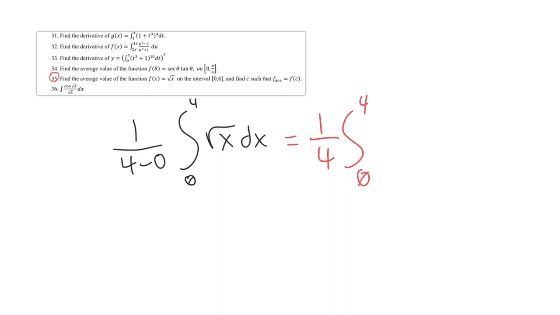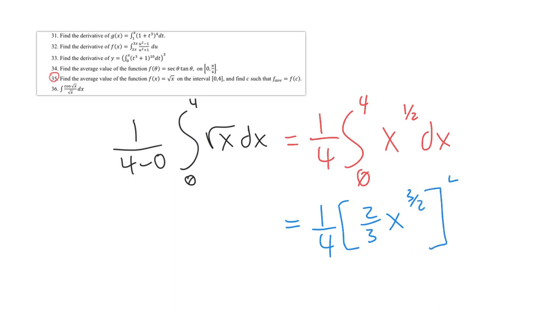And radical x could be written as x to the 1/2. So then we're ready to go on our journey. We're going to be taking the integral of that. It's going to be this. And we're looking at 4 and 0.